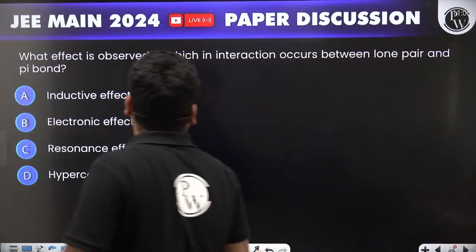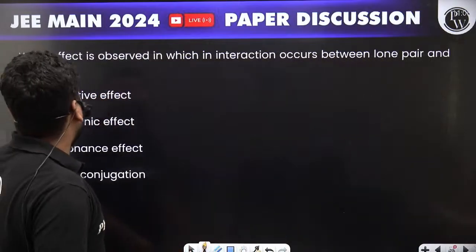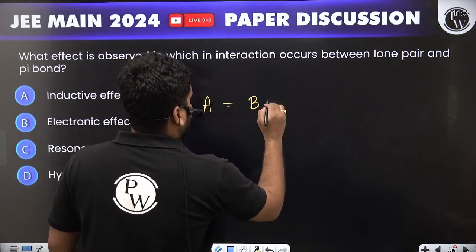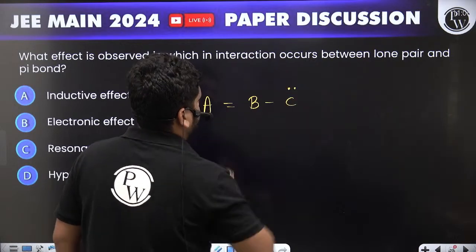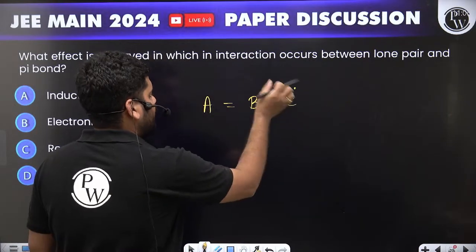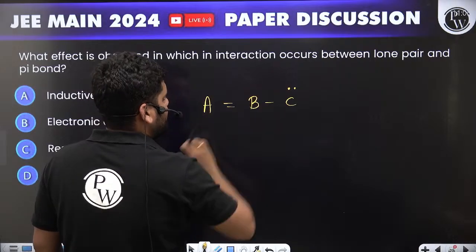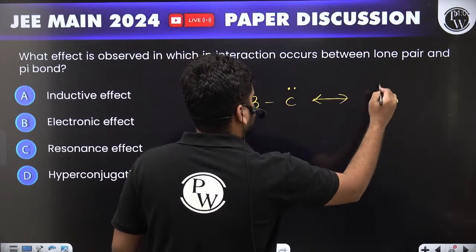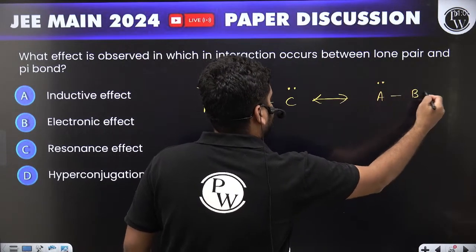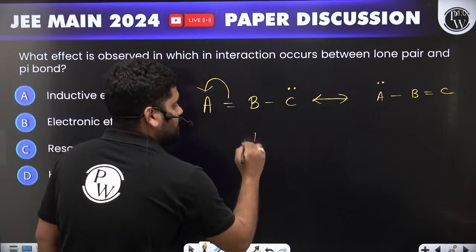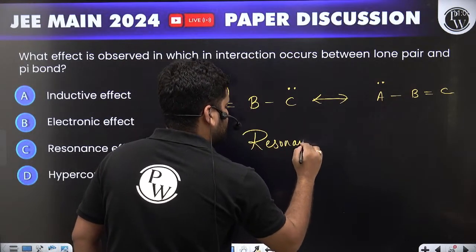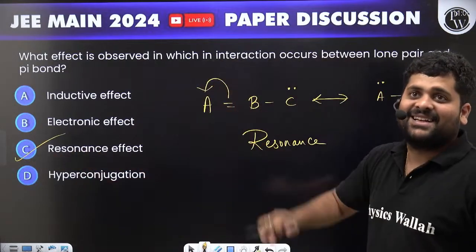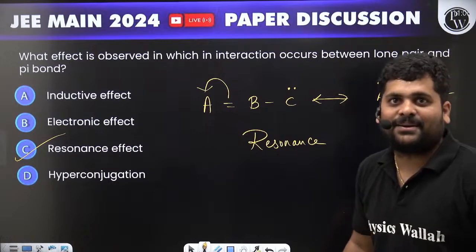What effect is observed in which the interaction occurs between a lone pair and a pi bond? Let us say you have A double bond B single bond C, and there is a lone pair. What effect do you observe? This particular element should be electron deficient, so the electrons migrate over here. You will be representing this as A lone pair, single bond, B double bond, C. What effect is this? This is the resonance effect. So it is a simple, straightforward question, right? So resonance effect.